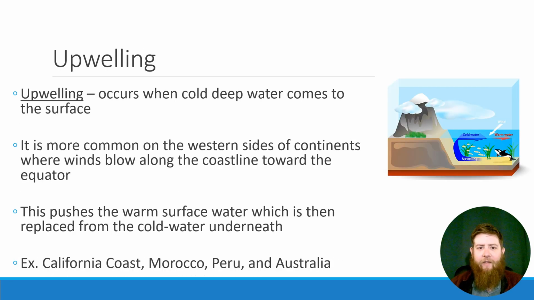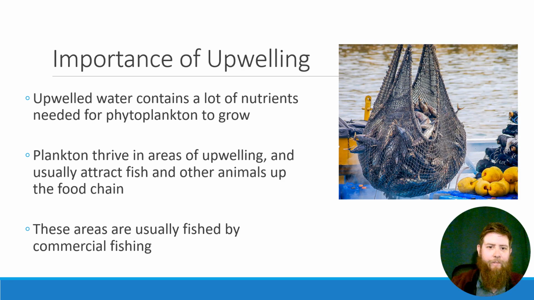All right, upwelling. This is when we have cold water that's coming up to the surface. It is common on the western side of continents where the wind's blowing along the coastline toward the equator. This pushes all the warm surface water away down towards the equator, and then the cold water gets pulled up from underneath to replace it. Places that this happens are the California coast, Morocco, Peru, and the west coast of Australia.